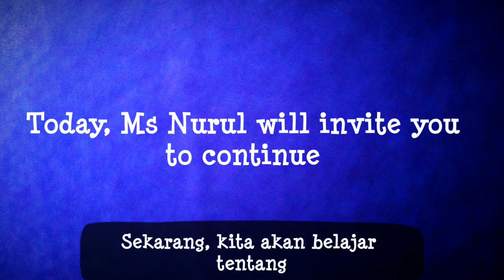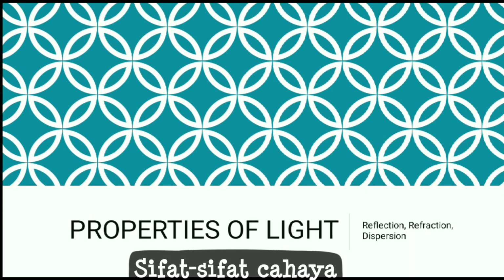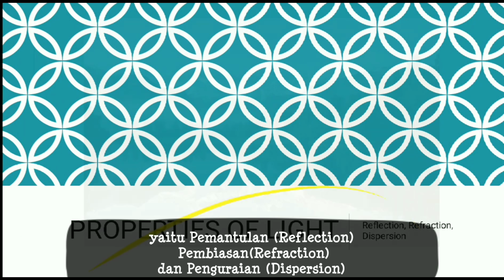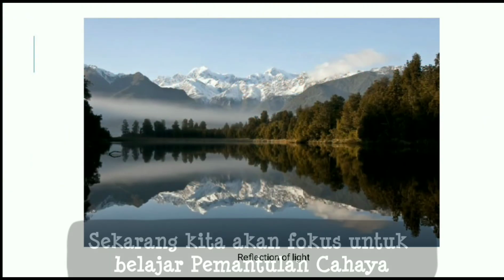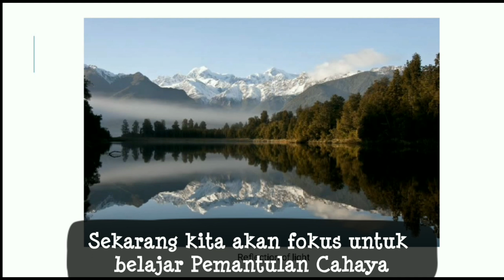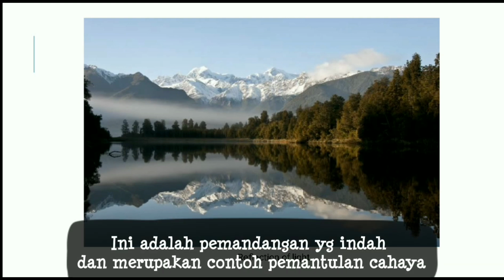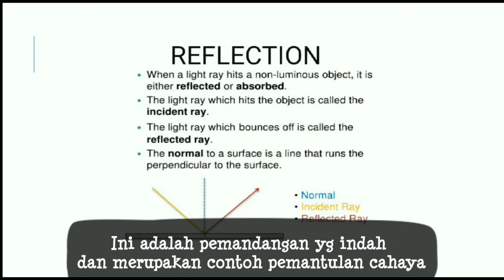Now, we will learn properties of light. There are three properties of light, which are reflection, refraction, and dispersion. But now we will focus on reflection of light. Right, so this is a beautiful scenery, and actually this is an example of reflection.